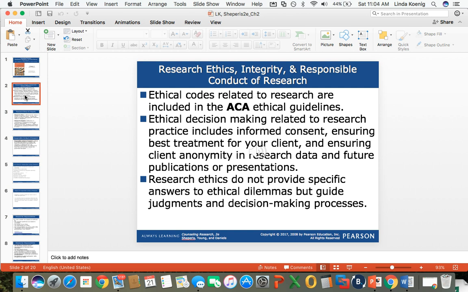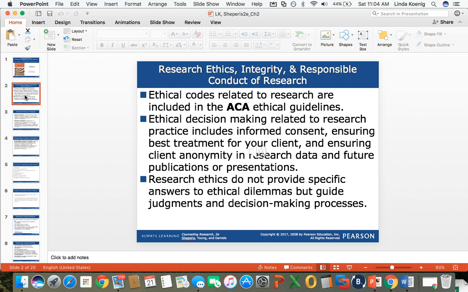When we talk about research, we need to also have a conversation about ethics. And ethics in research is derived from the same place that ethics are derived from whenever we're talking about treatment. And usually that is from the ACA Ethical Code. It could also be state rules, either administrative rules or revised code in our state.